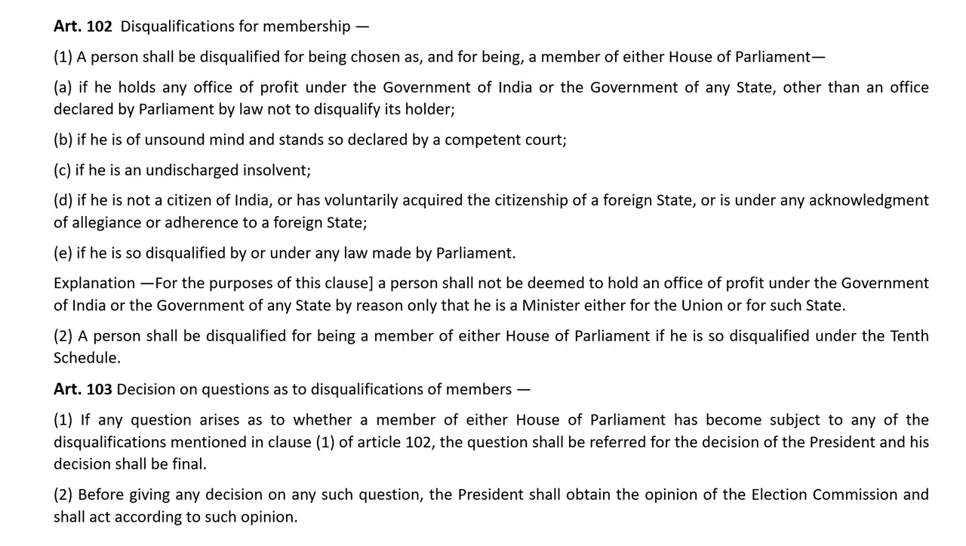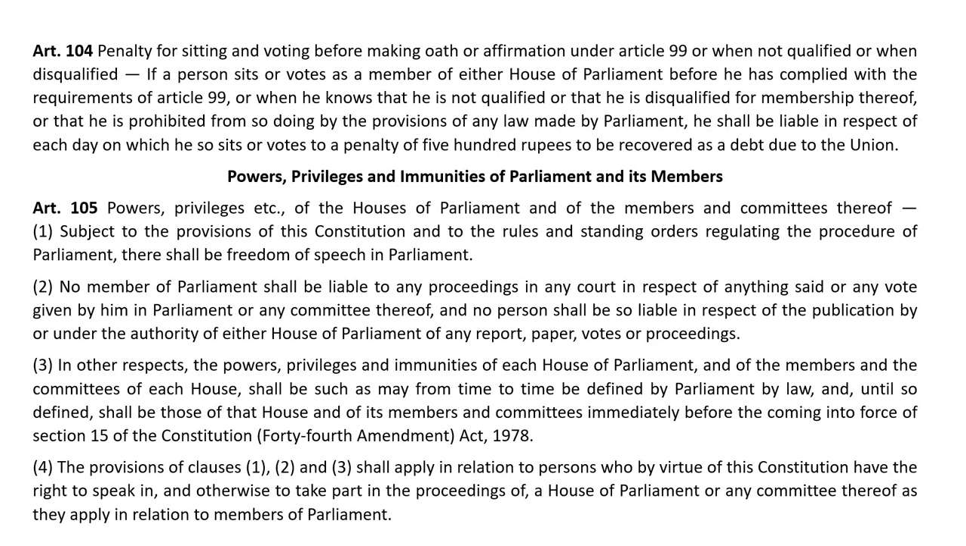Article 103, decision on questions as to disqualification of members. If any question arises as to whether a member of either House of Parliament has become subject to any of the disqualifications mentioned in clause 1 of Article 102, the question shall be referred for the decision of the President and his decision shall be final. Before giving any decision on any such question, the President shall obtain the opinion of the Election Commission and shall act according to such opinion.